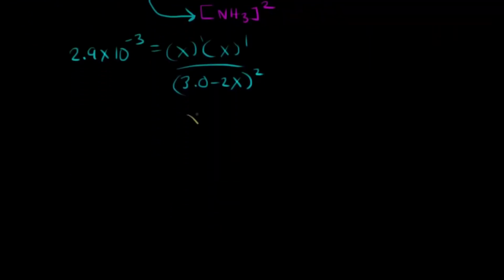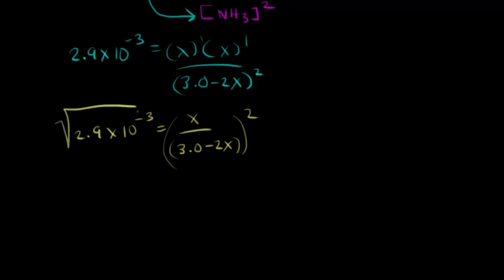So let me write this out. We would have x squared over (3 minus 2x) squared is equal to 2.9 times 10 to the negative 3rd. And so what we could do here, these are both squared, right? So we could just say that this is all squared on the right side. And then we could take the square root of both sides, right? So take the square root of 2.9 times 10 to the negative 3rd, and take the square root of what's on the right. So the square root of what's on the right would be x over 3 minus 2x.